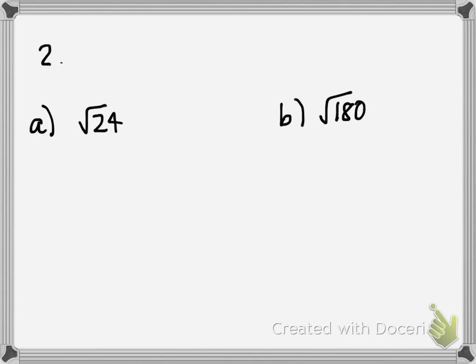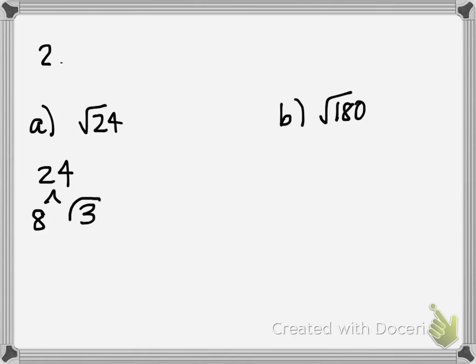Directions for number 2 say simplify each root. So the first thing we're going to do is make a factor tree of each and look for pairs. So you start with any factor pair that multiplies to give us 24. For instance, we could use 8 times 3. If you chose a different factor pair, you'll still get the exact same prime factorization.